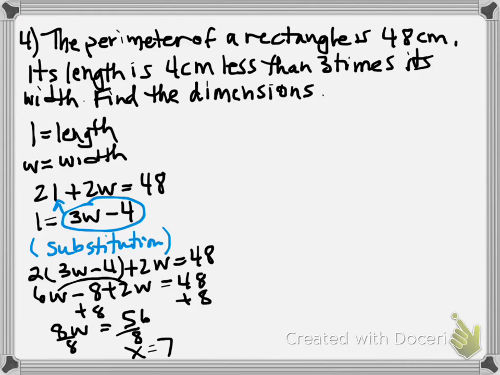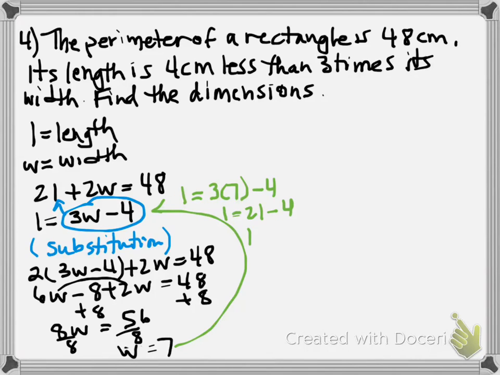I went back to X. There's my brain. I get W equals 7. To figure out what the length equals, I'm going to plug into this formula. So I get L equals 3 times the W, which is 7, minus 4. So I get L equals 21 minus 4, and I get L equals 17. So right now, this is exactly how I would write my answers. I identify which answer is which. Length is 17, and I add a measurement label, centimeters.